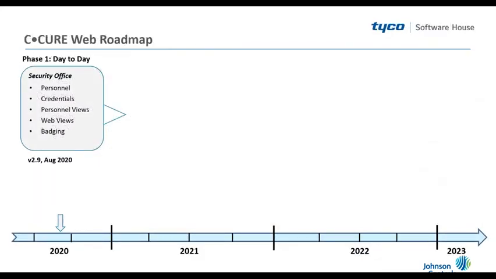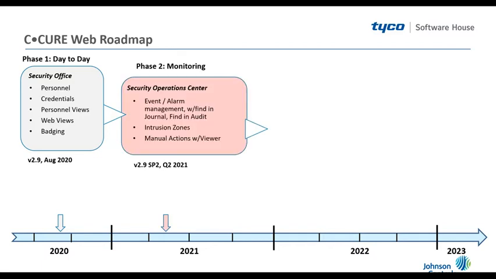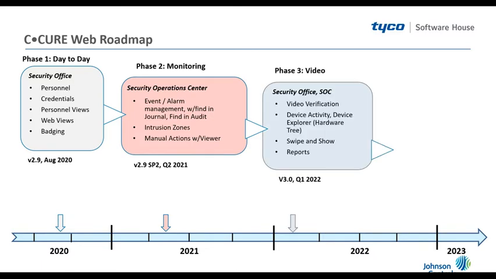Okay, and just to jump into the roadmap, let's take a quick look at that. So again, the personnel administration side was all added into 290, which came out last August. Today we are at our feature pack, or phase 2, which is service pack 2, that you can download today in software downloads, and that's bringing in the alarm monitoring side, intrusion zones, and manual actions.